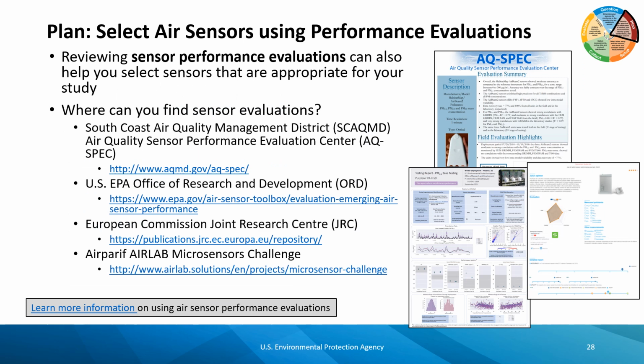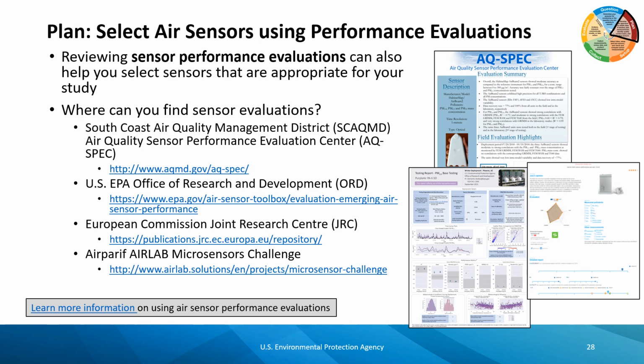Now that you know what you are looking for in a sensor, the next step is to research what is available. Sensor evaluation reports may help you identify or narrow down your options based on performance. So where can you find sensor evaluations? The AQ-Spec website is a great place to start. They have detailed field and laboratory testing reports, as well as shorter summaries that provide evaluations for various sensors compared to the reference or regulatory monitors.